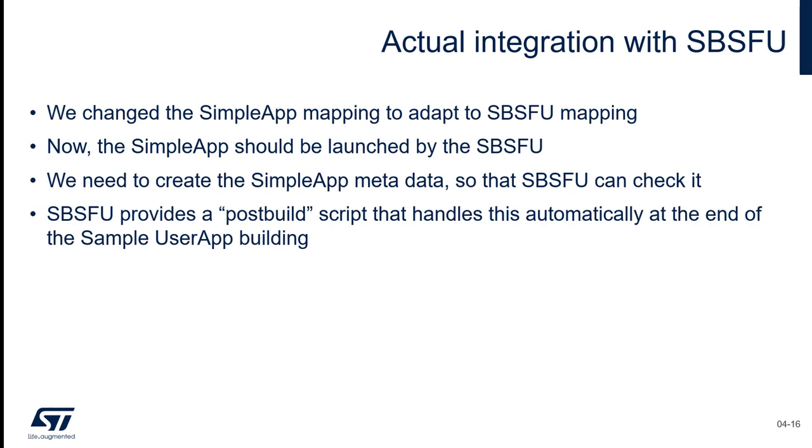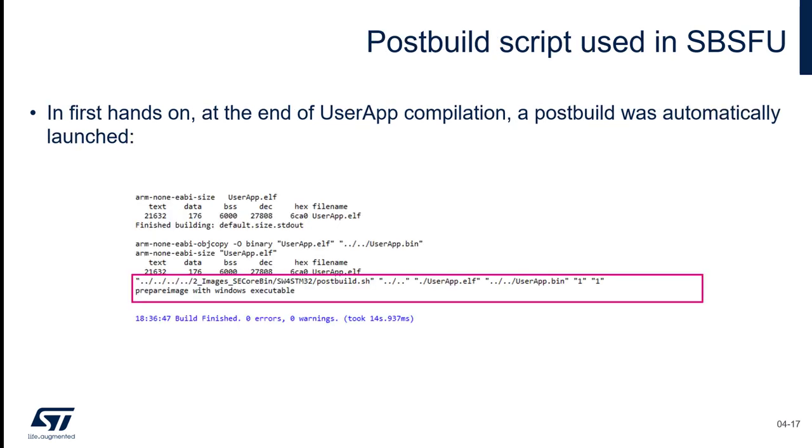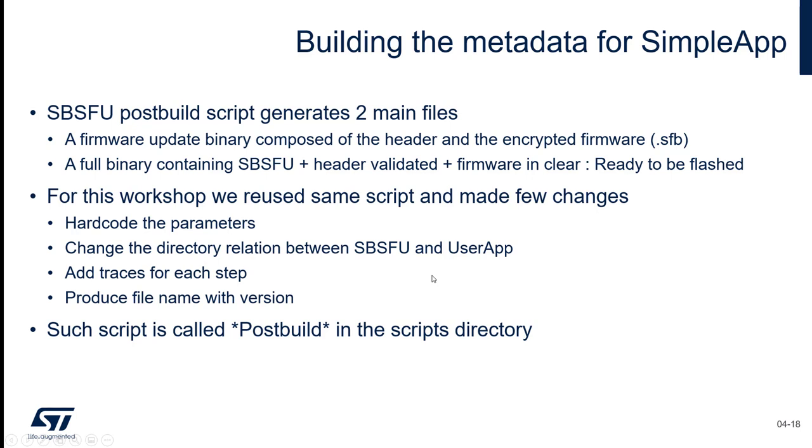we want to launch it by the SBSFU. So we need to create the application metadata so that SBSFU can check it. To do this, SBSFU, as we could see, provides a post-build script that is launched automatically at the end of the user app building. That's what we saw in the first hands-on, this line where we could change the version, for instance. For our simple app, we don't have this script that is made to run with the user app.